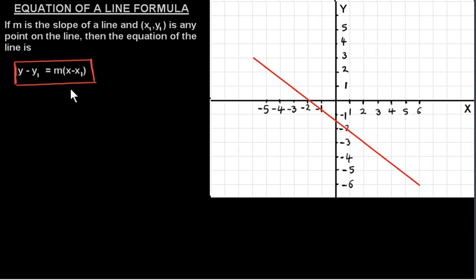This is just a quick video proving the equation of a line formula. Most people don't need to know a proof of this, they just need to be able to work with it.